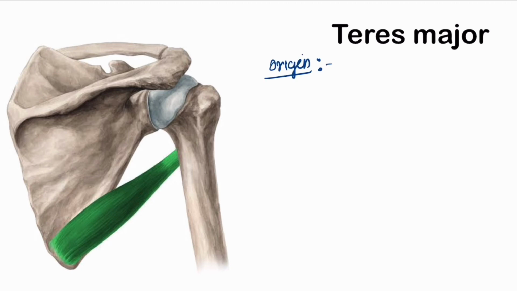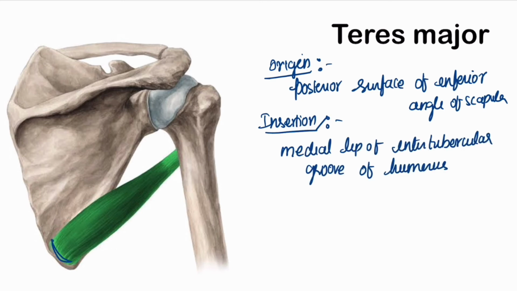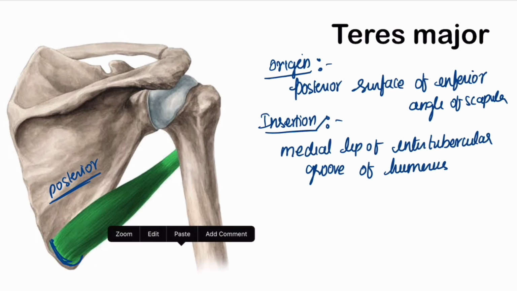Origin. It originates from the posterior surface of inferior angle of the scapula. Insertion. It inserts onto the medial lip of intertubercular groove of humerus. This is the origin. This is the posterior surface of the scapula. And this is the inferior angle here. It originates from the posterior surface of the inferior angle of the scapula.